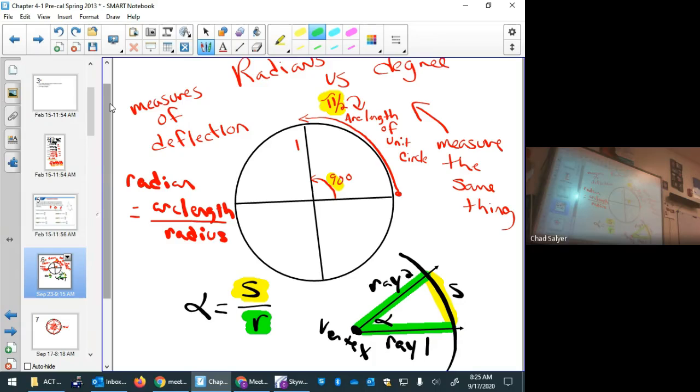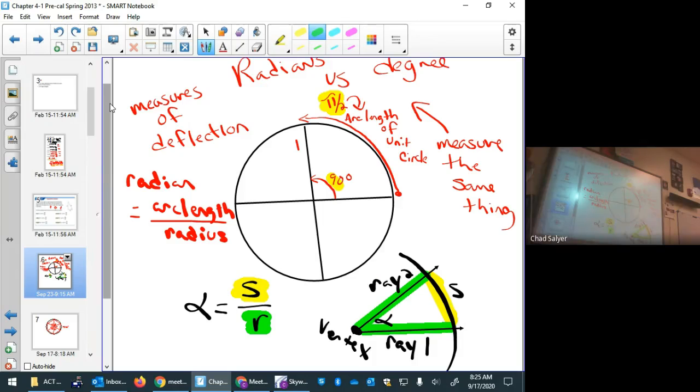It's an important mental note to make because you're not going to see any little symbol like you would with degrees to clue you into the fact that it's a measure of deflection. What clues you in is it's usually multiplied by pi. So you'll see things like 5 pi over 4, and ooh, that's a radian. And also if it's the argument of a trig function, of course it's a measure of deflection.